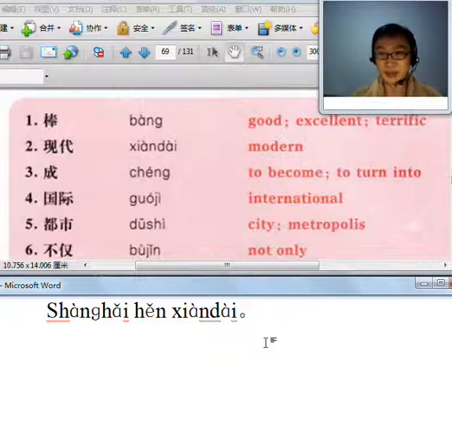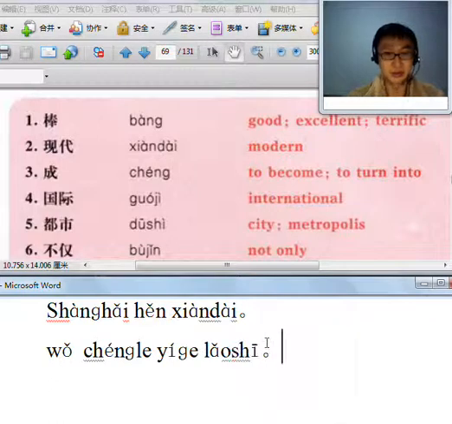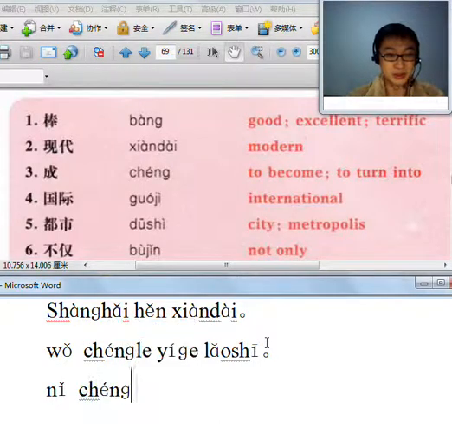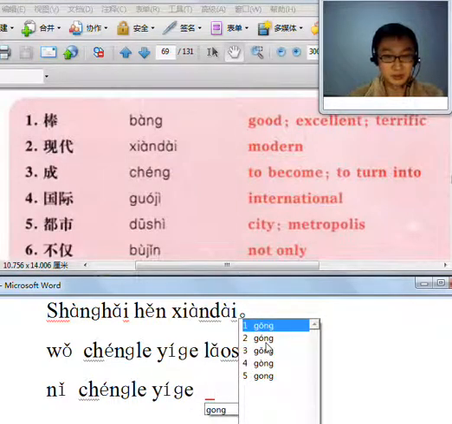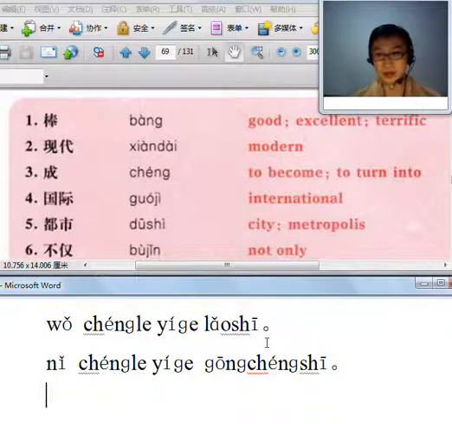下一个成 is to become, to turn into. For example I become a teacher, right? I become a teacher. So I will say, 我成了 because I'm already, right, a teacher. So 我成了一个老师。And if you are an engineer, so you become an engineer, I will say, 你成了一个 Do you remember engineer? 工程师 right? That's 成 is become.